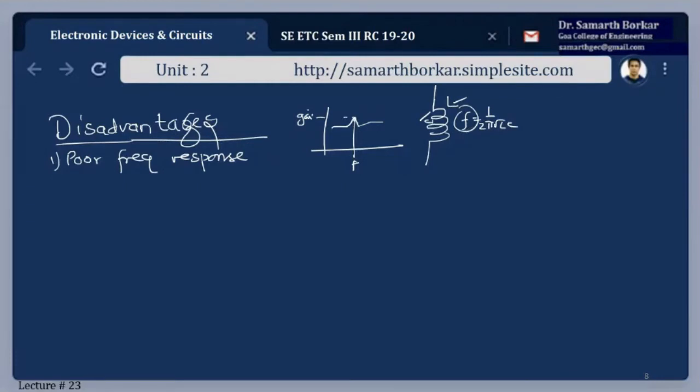Resonance means a high gain, but practically what we expect is a constant gain over a wide range, at least from 20 hertz to 20 kilohertz. But that is not the case with the transformer coupling. So it has got a very poor frequency response. That's the reason why they are not used in the intermediate stages, but the transformer coupling is preferred for the last stage. Next, the disadvantage is that transformers are quite heavy and bulky in size, and also the cost.